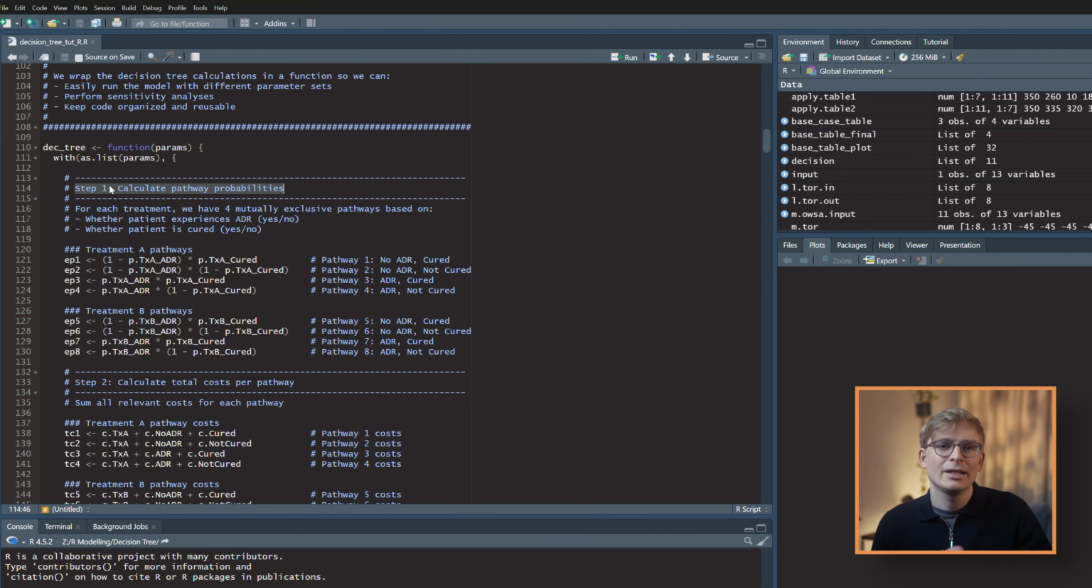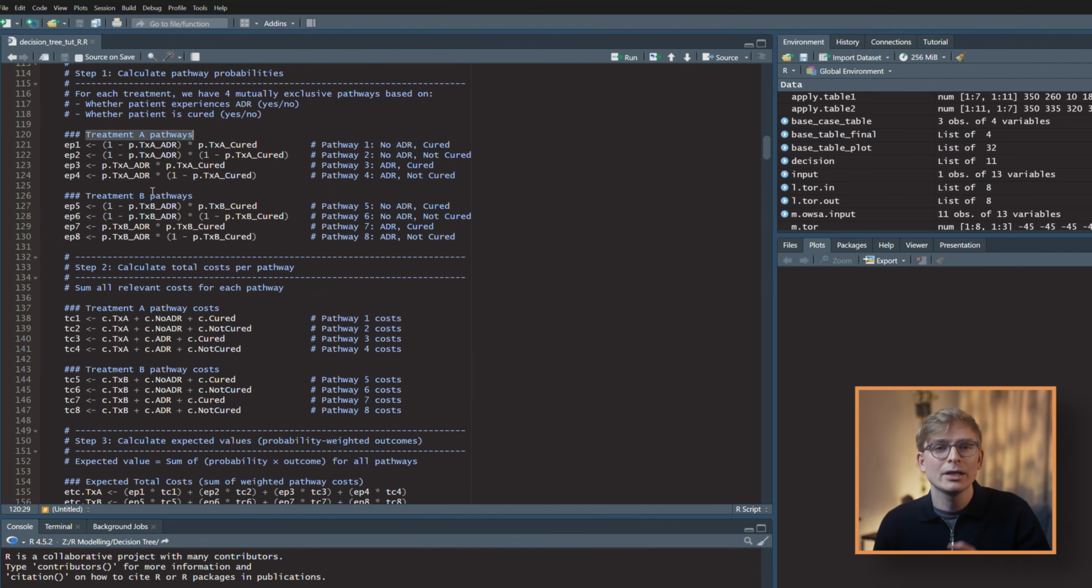In step 1, we calculate pathway probabilities. For treatment A, we have 4 pathways, and we calculate the probability for each by multiplying the branch probabilities together. For example, pathway 1, no ADR and cured. We calculate this by multiplying the probability of no ADR, that's 1 minus 20%, by the probability of being cured, which is 90%. That gives us 72%. We store this as EP1 in the code, which is the expected probability for pathway 1. We do this for all 4 pathways of treatment A and then repeat the same logic for treatment B.